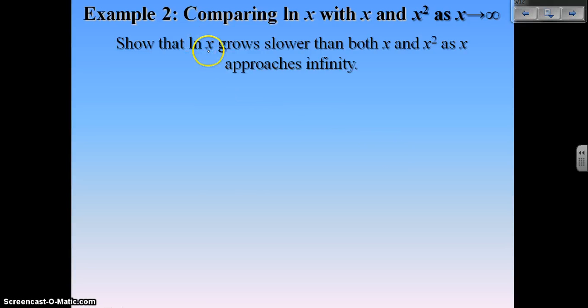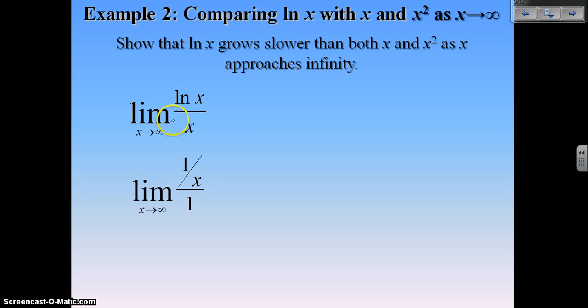Alright, what about natural log x? Does it grow faster or slower than x or x squared? Well, I'm going to suggest that it grows slower, and we're going to prove it. So we'll first compare it to just x. We'll take our limit here. Now, if natural log is going to grow slower, then this limit should end up equaling 0. If I plug in infinity, I have infinity here and infinity there. Again, L'Hopital's rule. The derivative of ln x is 1 over x, and the derivative of x is 1. Now if I plug in infinity, 1 over infinity is 0. So the top is growing slower than the bottom.